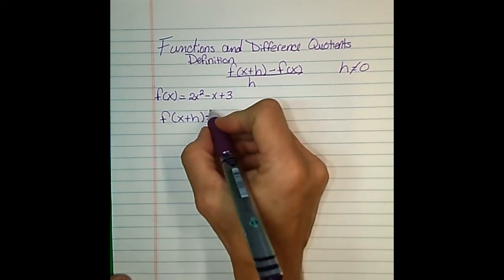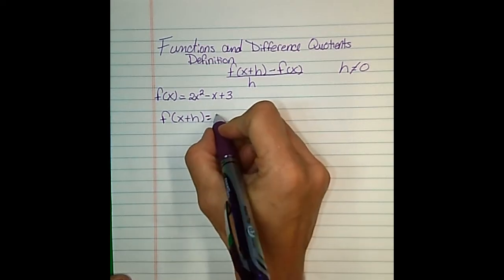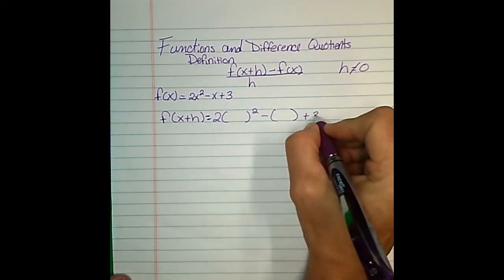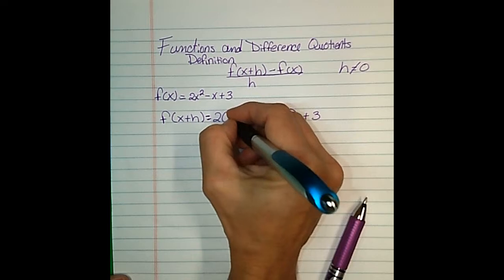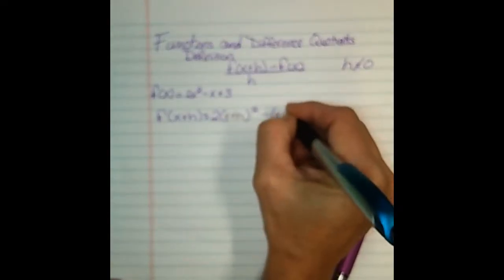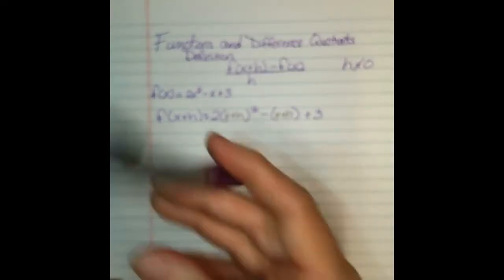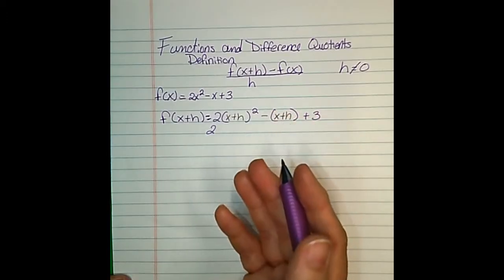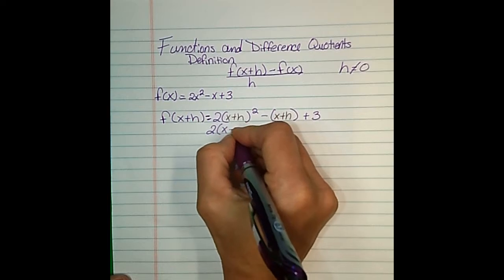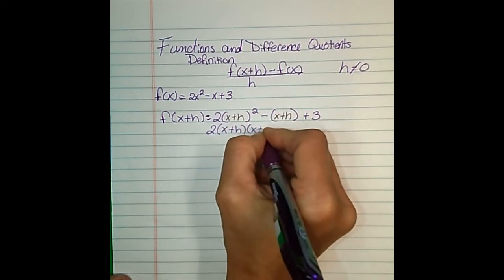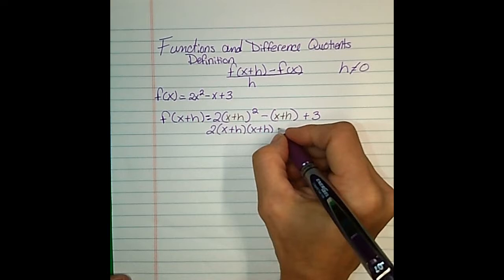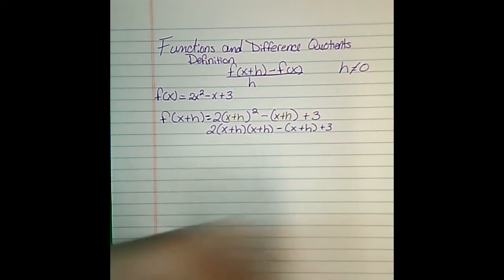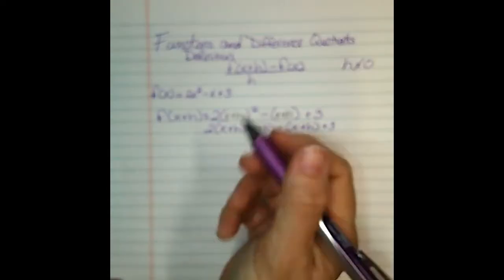F of x plus h. Everywhere I see x, I will need to put in this x plus h. So when I do this, I see that this parentheses is squared. That means there's two of them being multiplied to itself. So let's just rewrite it, and I'm just going to rewrite the last part. We'll distribute the negative sign next.